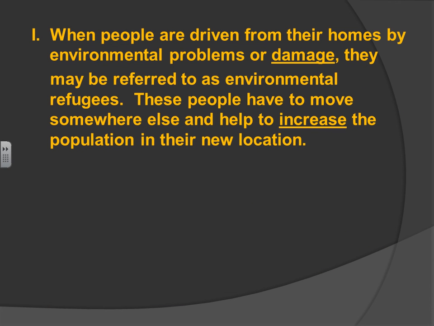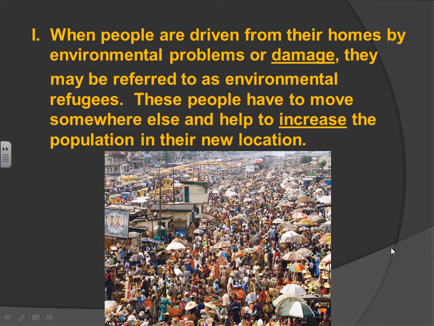When people are driven from their homes by environmental problems or damage, they may be referred to as environmental refugees. These people have to move somewhere else, and that helps to increase the population in their new location. Now, this is showing somewhere else besides the United States, but this has actually occurred in the United States to an extent. When Hurricane Katrina hit the Gulf Coast, all the people who lived there had to go somewhere else, and it was for an extended period of time.